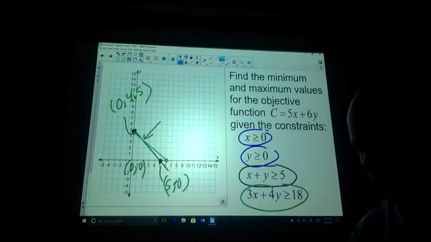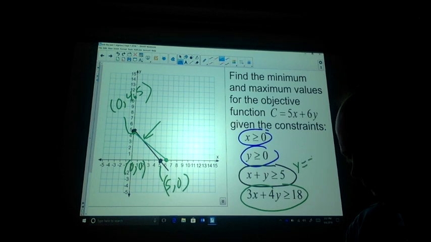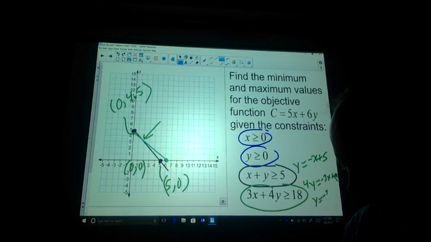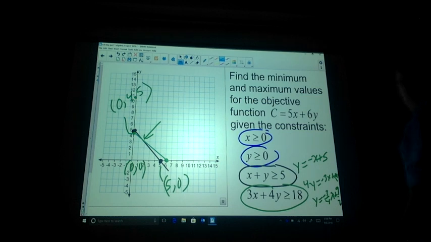So I might have to convert both of my equations into slope-intercept form. So I'm going to graph this, y equals negative x plus 5. And I'll do that on the board in a sec. And then this one, that's going to give me 4y equals negative 3x plus 18. And then y equals negative 3/4 x plus 9 over 2. All right, so let me just write those two equations down on this board so I can refer to it.